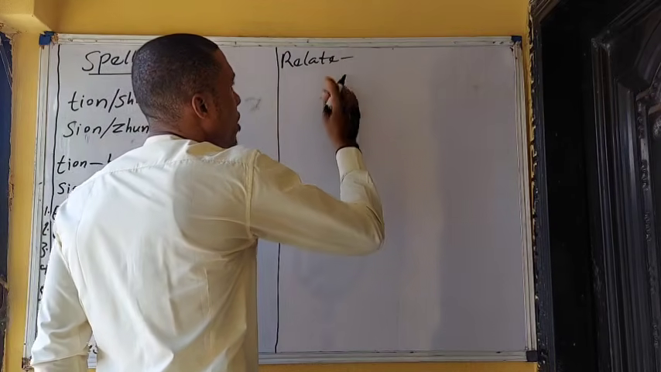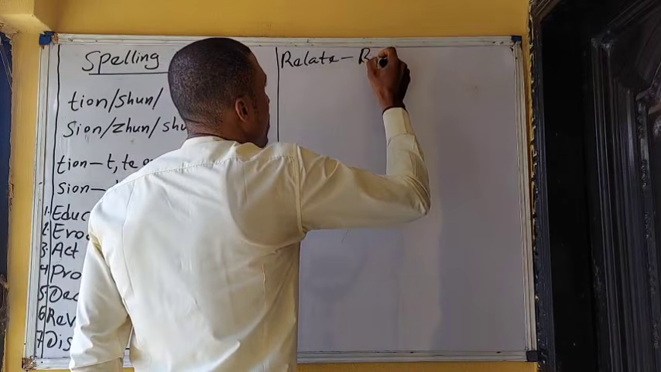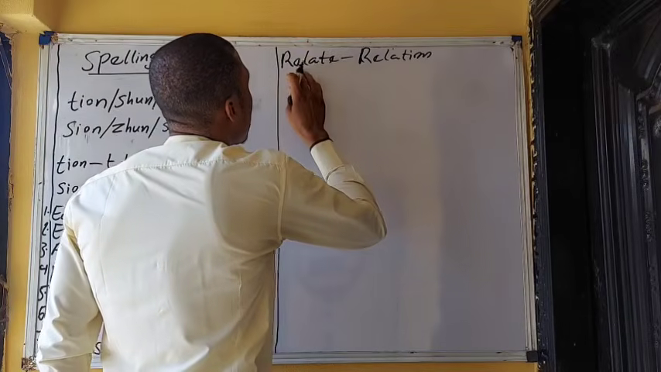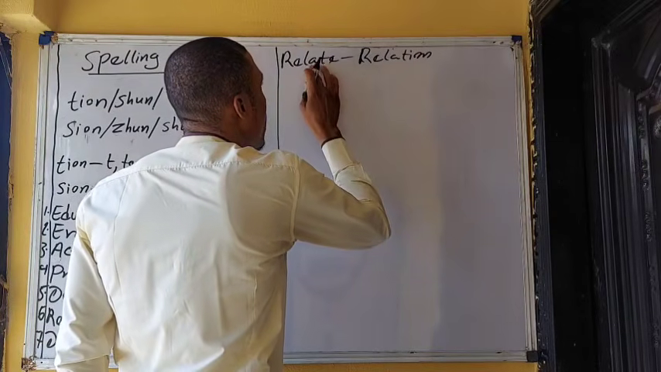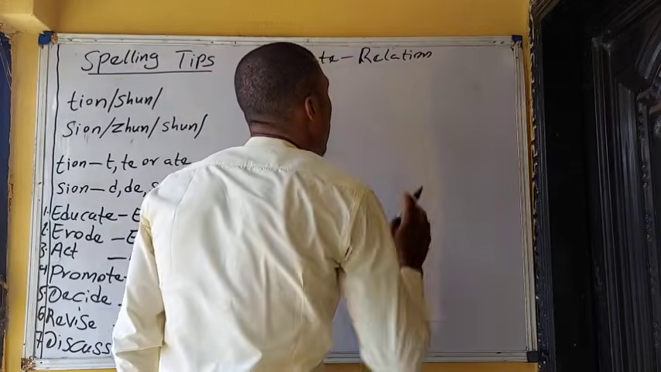So which of the tion are we going to be needing now? We are going to be needing the T tion, relation. Relate is ending with ATE. Now we are going to be using the T tion.